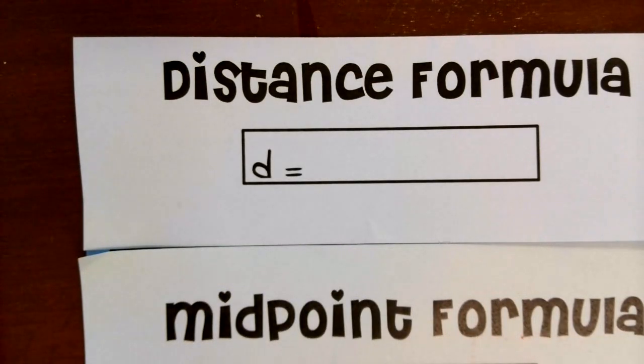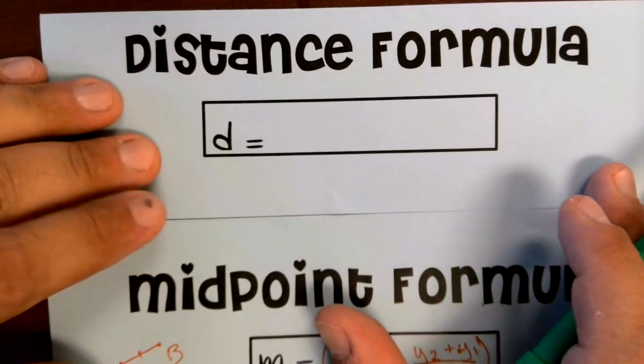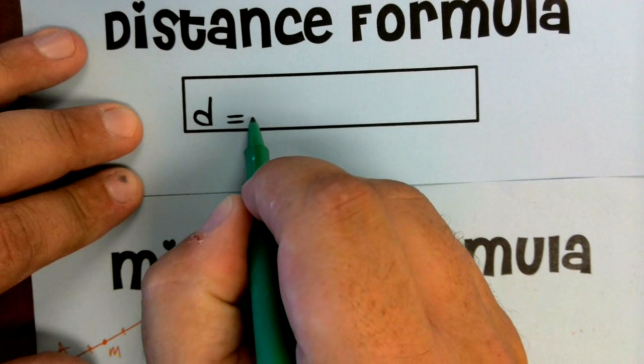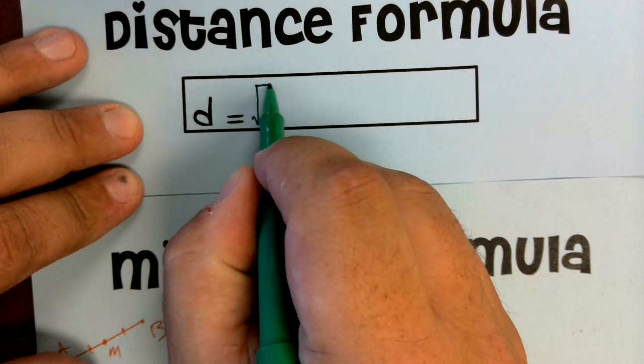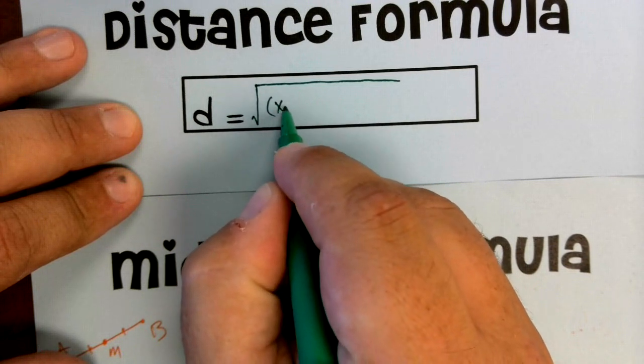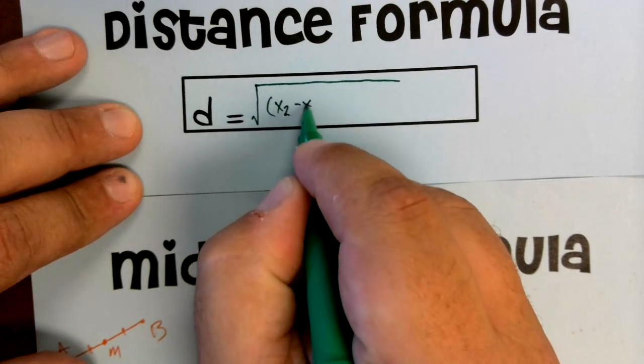Today we're going to talk about the distance formula. And the distance formula is just how far it is from one segment to another. Now, this is going to look a bit scary. It's going to look like this. It has a square root. And then we have these x sub 2's and x sub 1's that we've seen before.